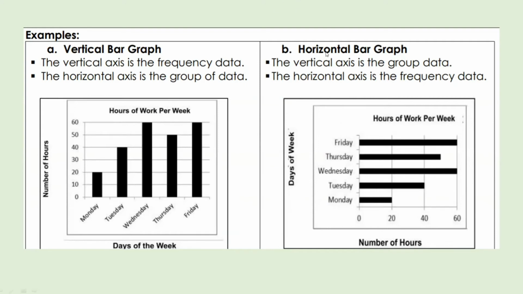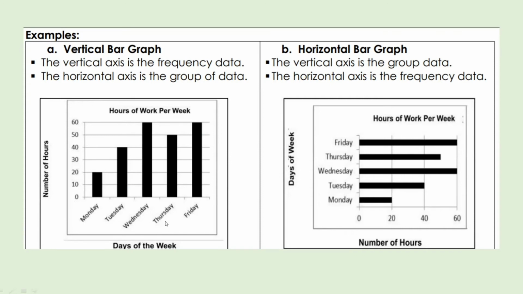Then, kapag horizontal bar graph naman, naka-horizontal siya, which is nakapahalang, and then the frequency or the scale ay nasa baba. So, nakikita naman natin yung differences nila. And then, of course, kung nasa baba yung scale natin, nasa baba din yung label natin for the scale. So, meron tayo ditong sample ng vertical and horizontal bar graph.